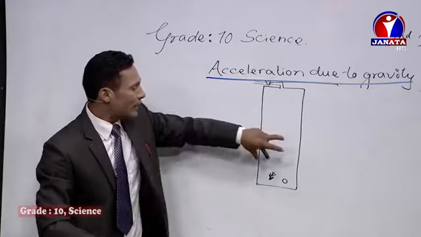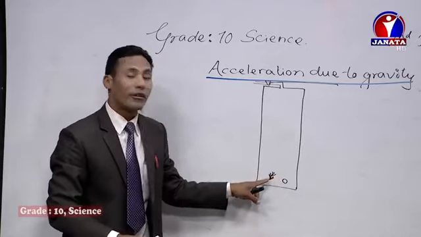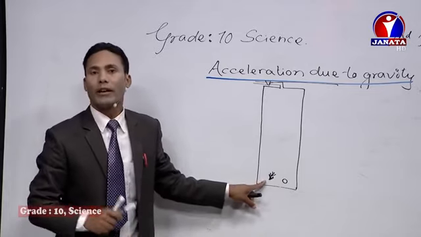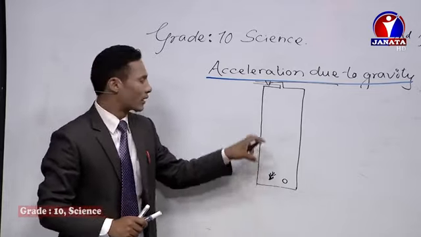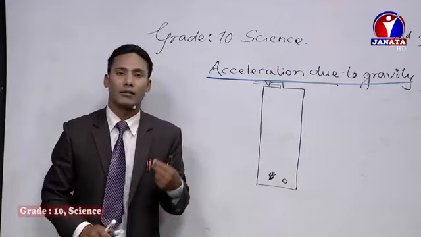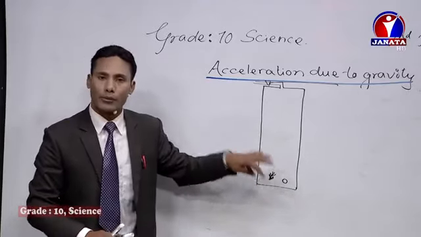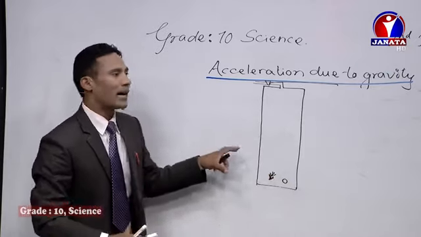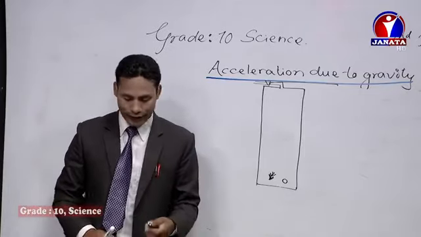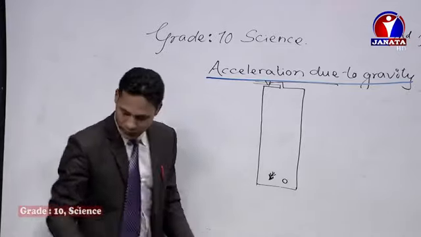So the result of this experiment is that the acceleration due to gravity of the coin and the feather is independent of the mass if there is no air resistance. That is the result of this feather-coin experiment. And from this result, the conclusion drawn is that the acceleration due to gravity of a freely falling object is independent of the mass of the freely falling object. That is the conclusion of the feather-coin experiment. Okay, now let's check.